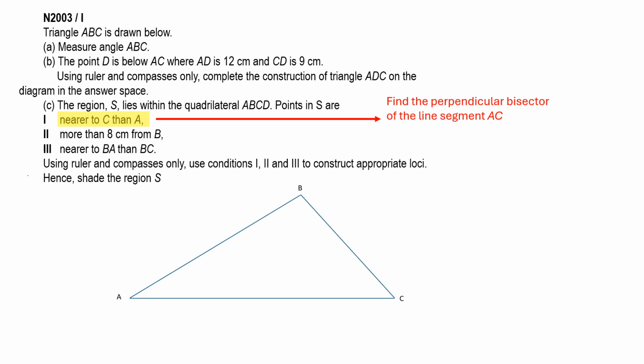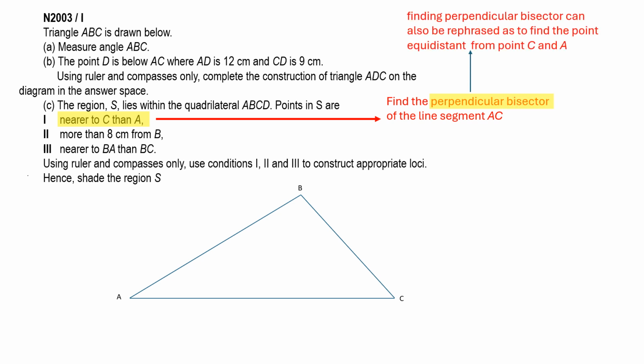Right? Recall the earlier three slides that we've done, the three basic concepts. If you're equal distance from point A and point B, it means you can be anywhere on the perpendicular bisector of the line segment, right? And perpendicular bisector, sometimes it can be rephrased in the exam questions, such that you are equal distance from point C and A, as what we also have explained in the earlier slides.